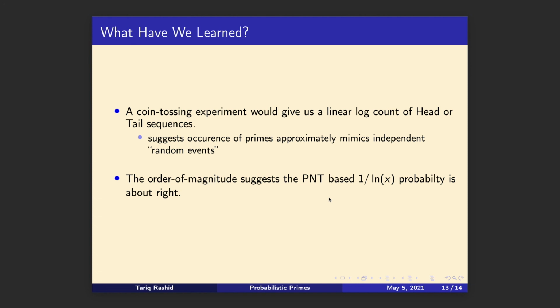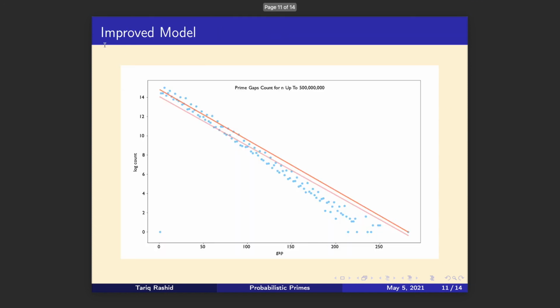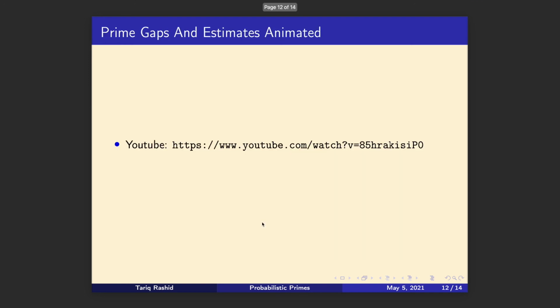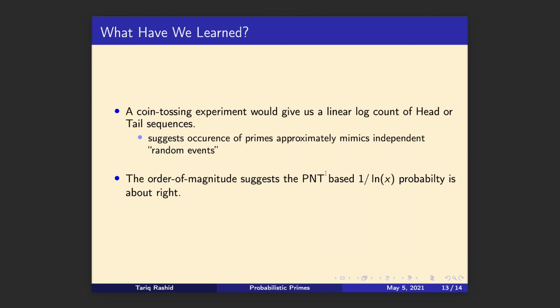And the fact that the order of magnitude, this intersecting at around 18, I think, and over here, well, it's slightly more wrong over here, but it's not wildly off. That tells us that the basis for this model, the prime number theorem derived probability, is about right. So that's what we can learn from doing that.